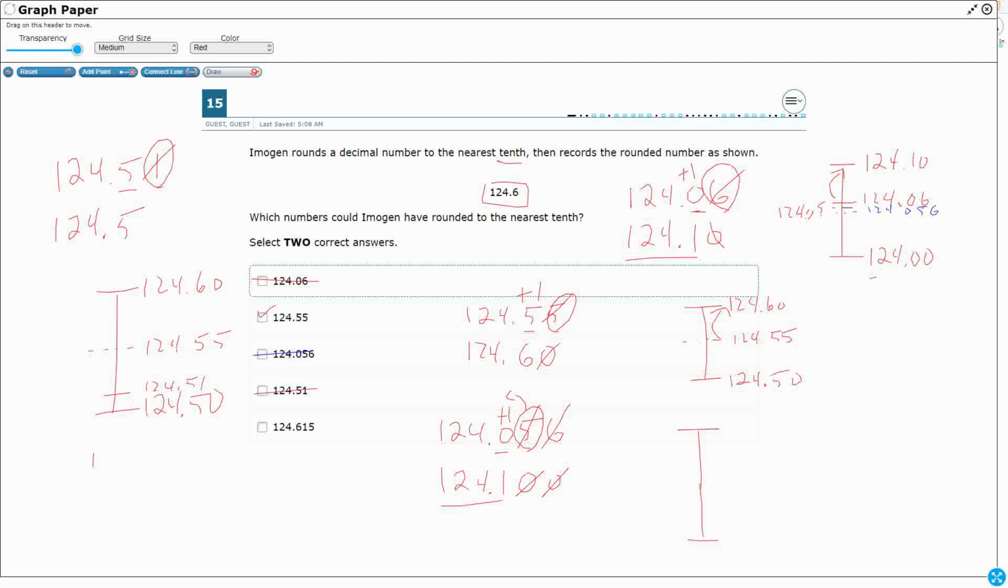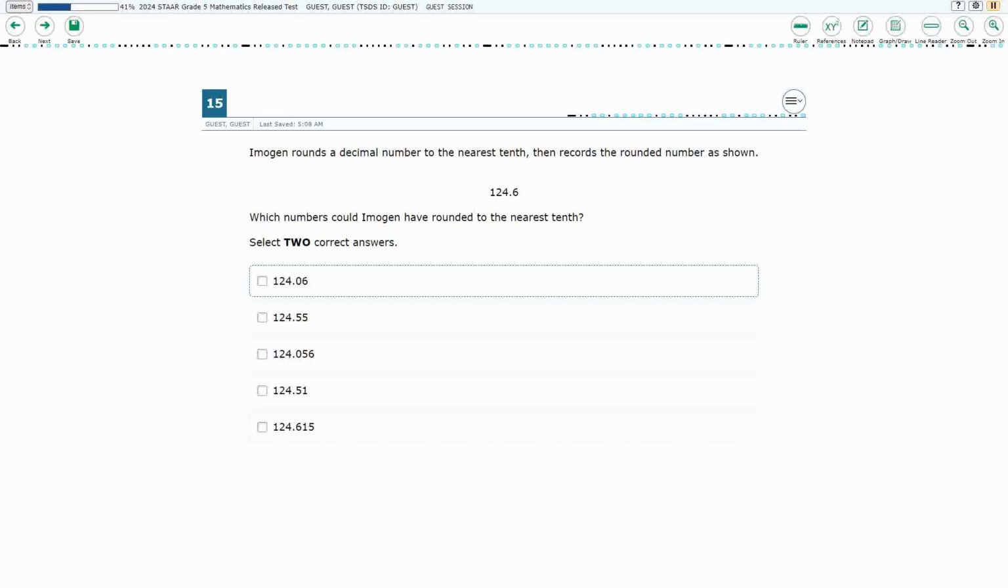So let's hope it's this last one, 124.615, tenths place, looking next door. It's going to round down, it's not going to do anything, but as those go away, you see the 124.6 emerge. So our answer is going to be 124.55 and 124.615.